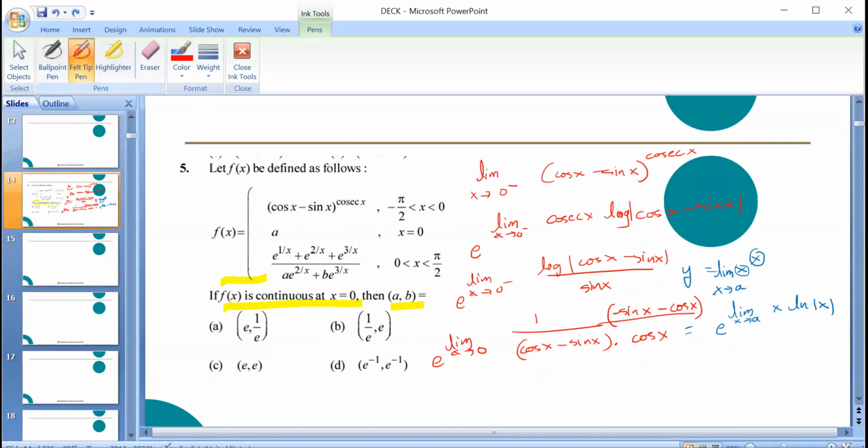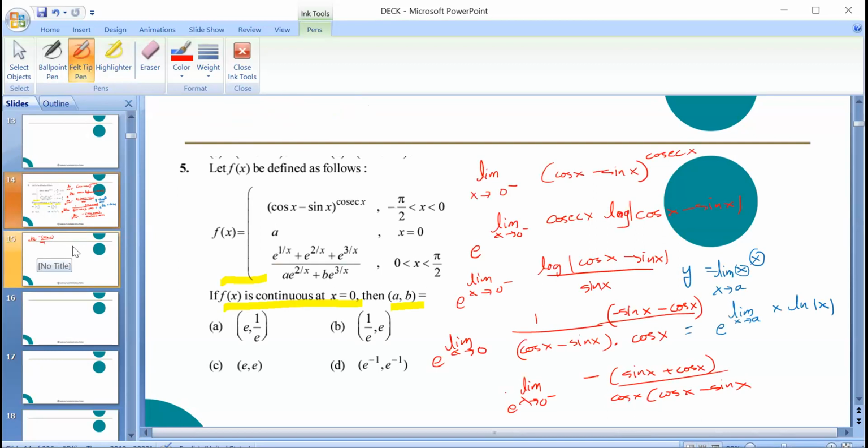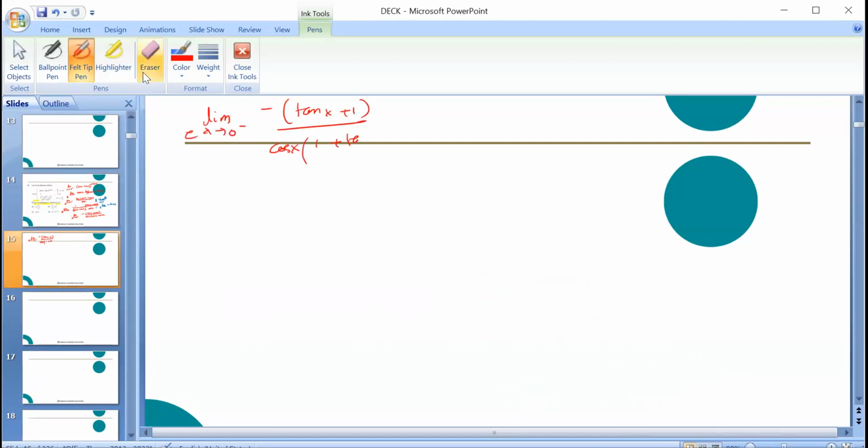So I can simplify this. How? e power limit as x approaches 0 minus. Minus you take common: (sin x plus cos x) by cos x into (cos x minus sin x). Divide by cos x everywhere. e power limit as x approaches 0 minus. Minus will be outside. (tan x plus 1) by cos x will be outside. 1 minus tan x.